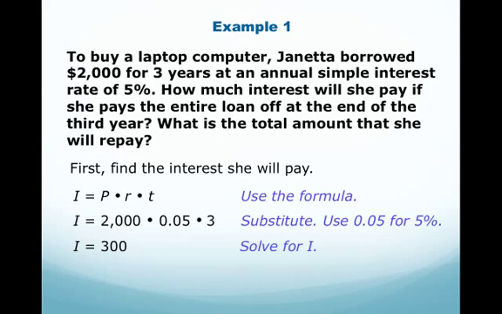To find out how much she has to pay the bank altogether, she has to add how much she borrowed plus how much the interest is. So in this case, she's got to add $2,000 plus $300. And that would make it a total of $2,300. So Janetta had to pay the bank altogether $2,300 and $300 of interest.